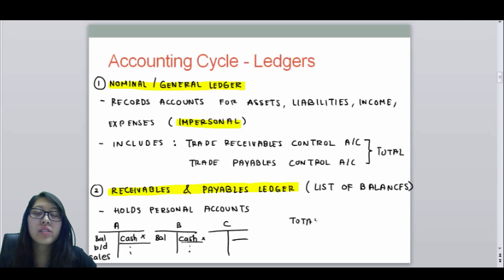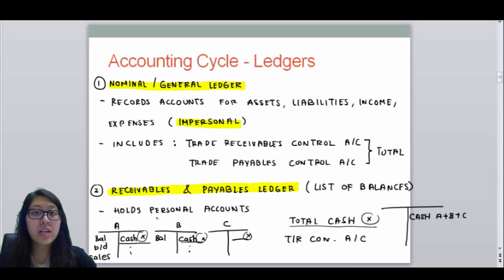Under the trade receivables control account, I'm going to post the total cash figure of $400 instead of showing the individual accounts. That's why we need to maintain both, in order to be able to check whether they balance or not. The totals of customers A, B, and C would simply be posted into the trade receivables control account. Alright, so we have completed the different kinds of ledgers.